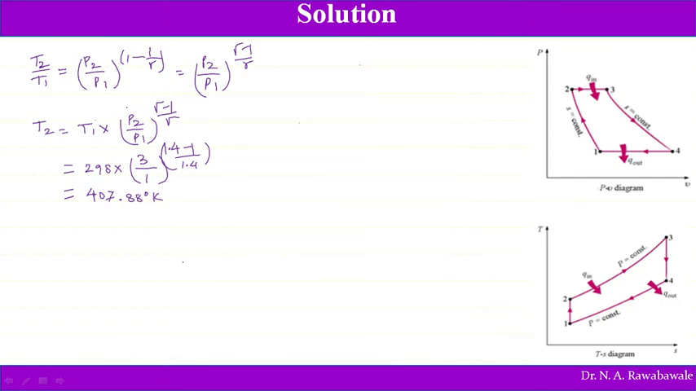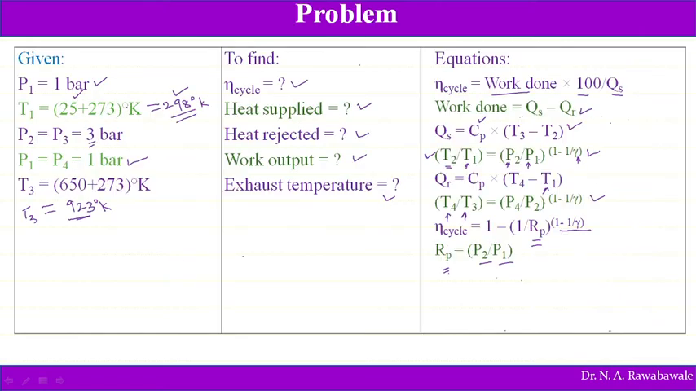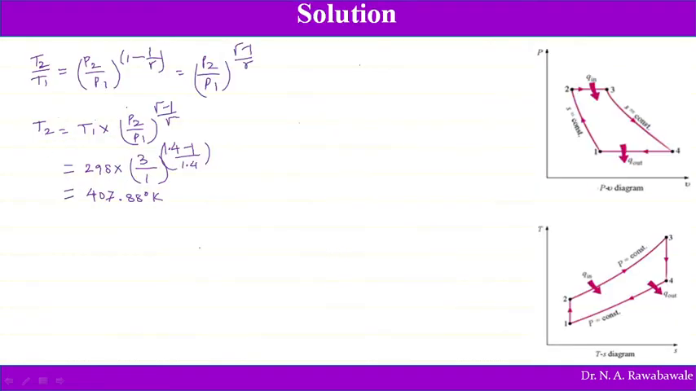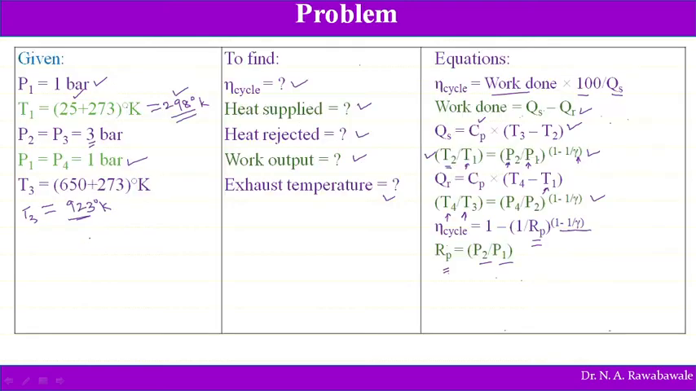Now coming back to another equation to find out T4. T4 divided by T3 is equal to P4 divided by P2.